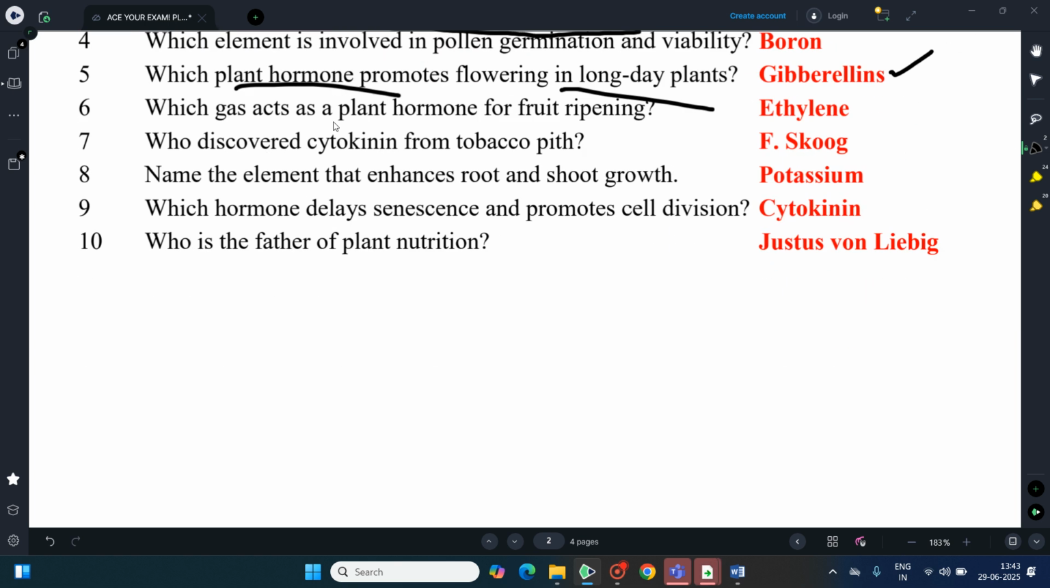Which gas acts as a plant hormone for fruit ripening? Ethylene, correct answer. Who discovered cytokinin from tobacco pith? The scientist responsible for the discovery of cytokinin is Skoog. Eighth question, name the element that enhances root and shoot growth. Potassium is the correct answer.